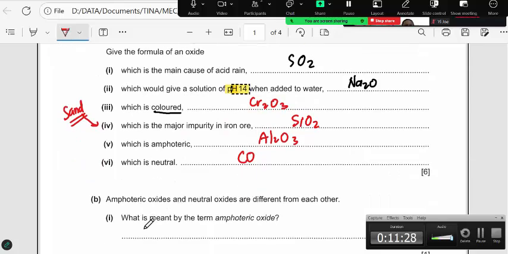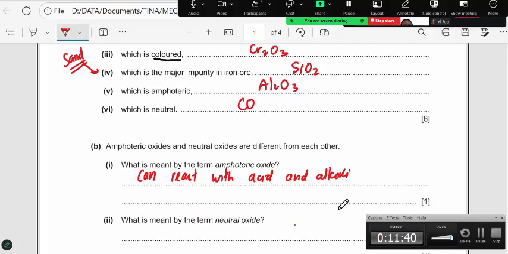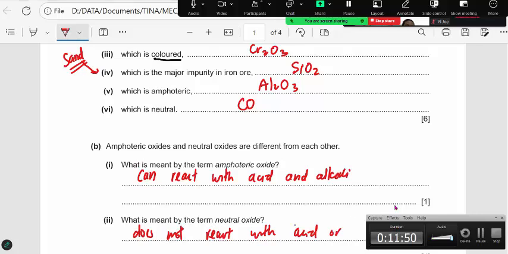What is meant by amphoteric oxide? Can react with acid and alkali. Not: does not react with acid or alkali.